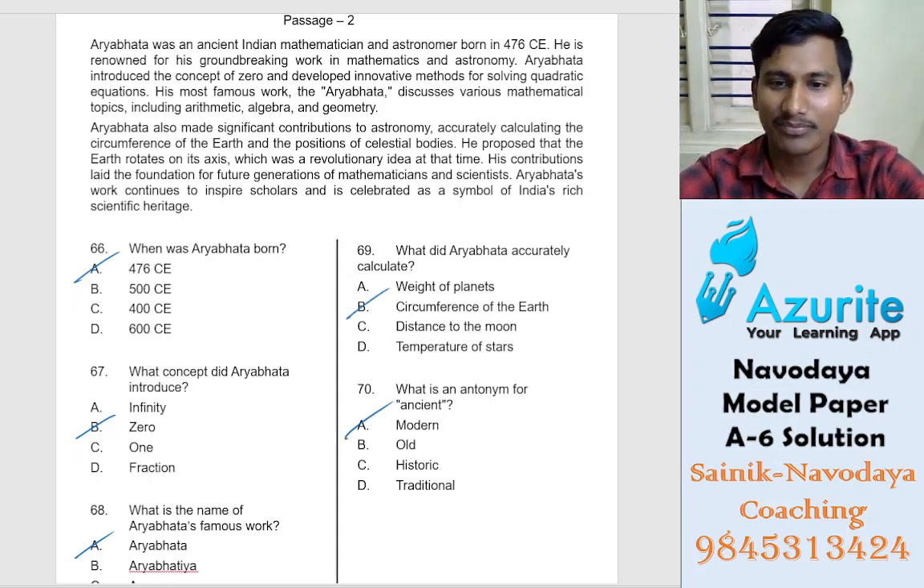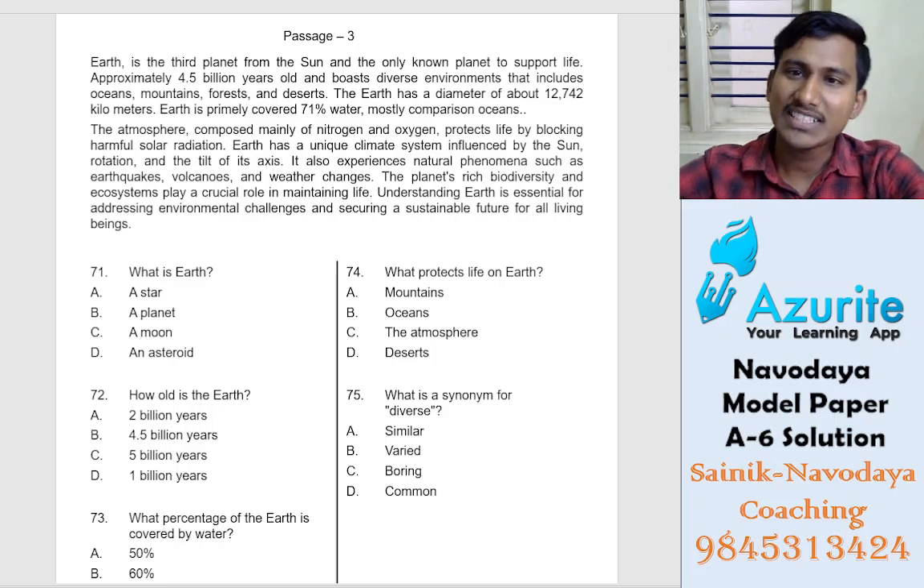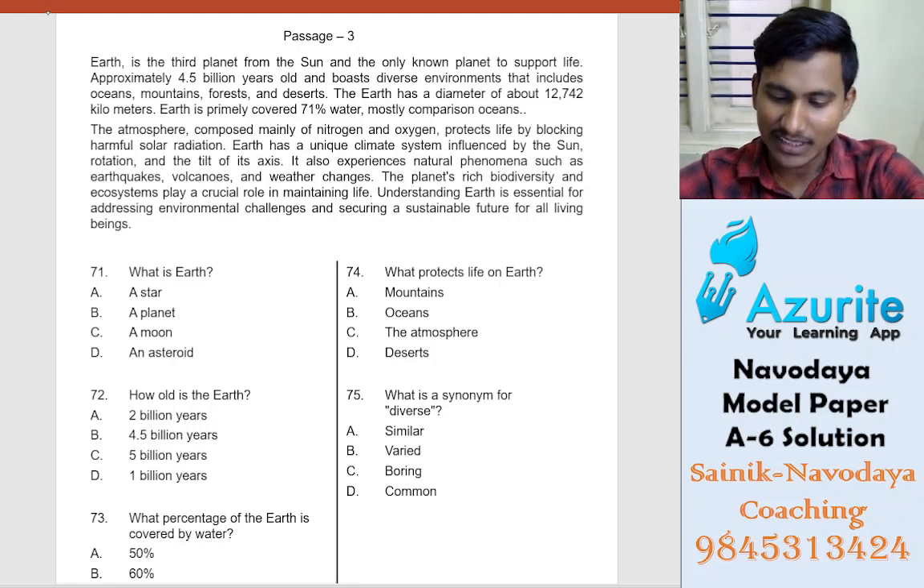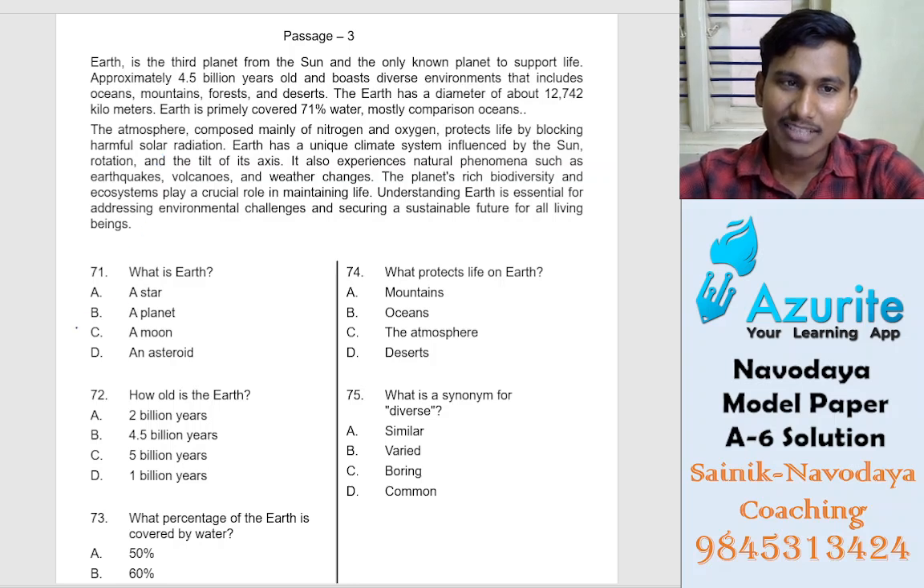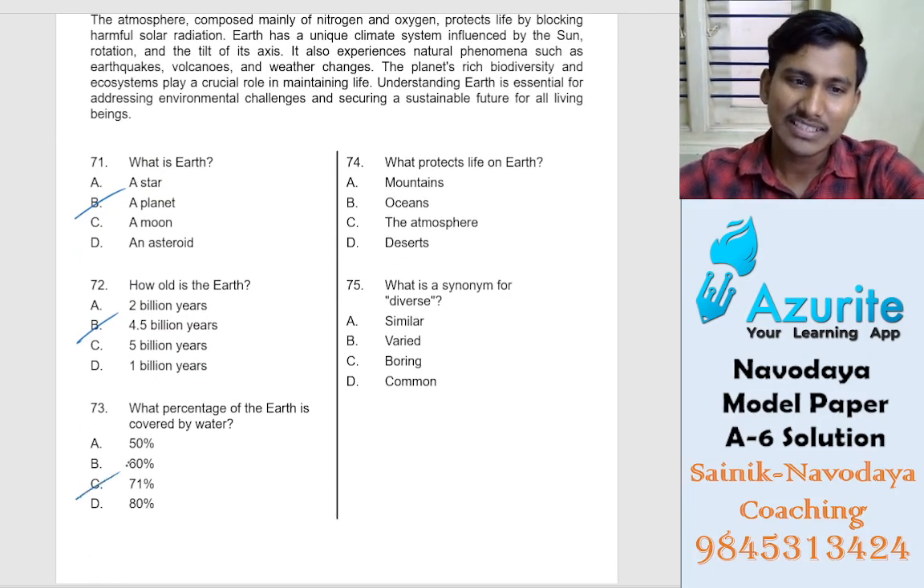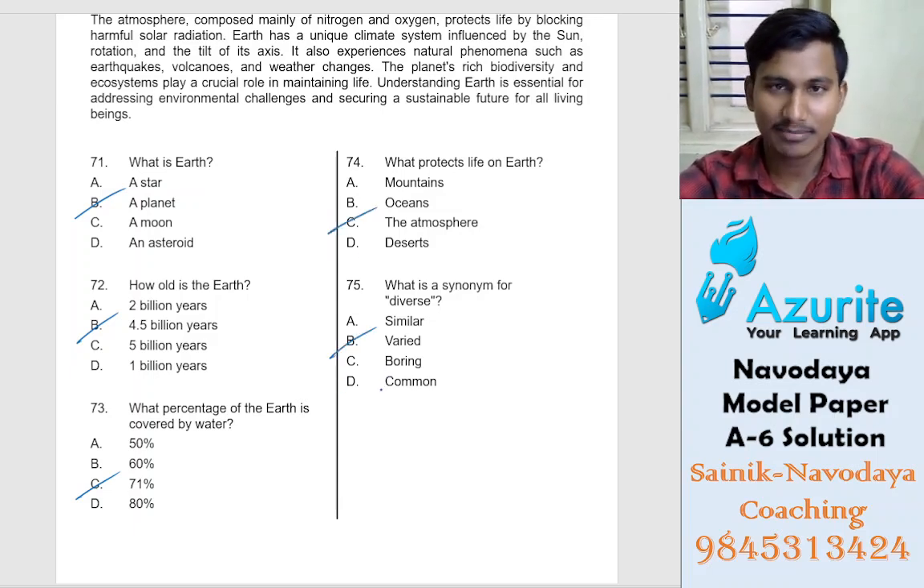Okay. So now let's go to passage 3. What are the answers for passage 3, students? Here B, B, C, C, B, right? Yes, sir. B, B, C, C and B. Okay, these are the answers.